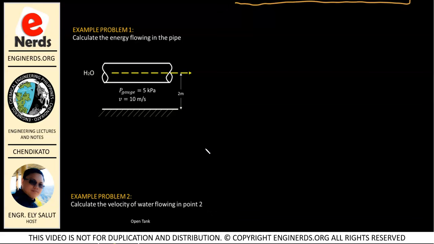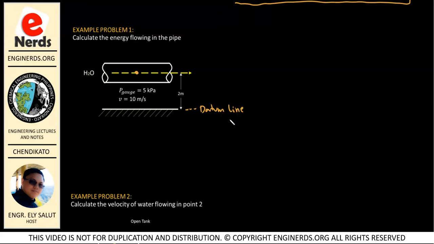So let us start with this problem here. So ang task natin is to calculate the energy flowing in the pipe. So let's say we are talking about this point right here. Okay, so gusto natin malaman kung ano yung pressure dito, no, sa loob ng ating pipe. So we have water flowing on this pipe. So given ang ating gauge pressure, given ang velocity, and given yung elevation, no, kung yung position ng ating fluid from the ground. Okay, so this is our datum or datum line.